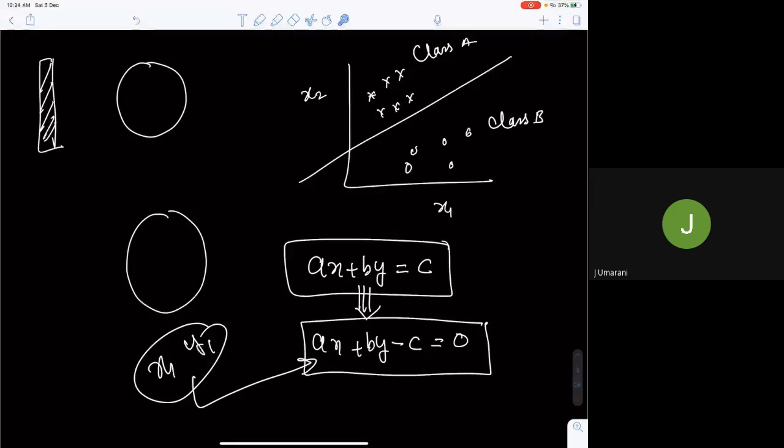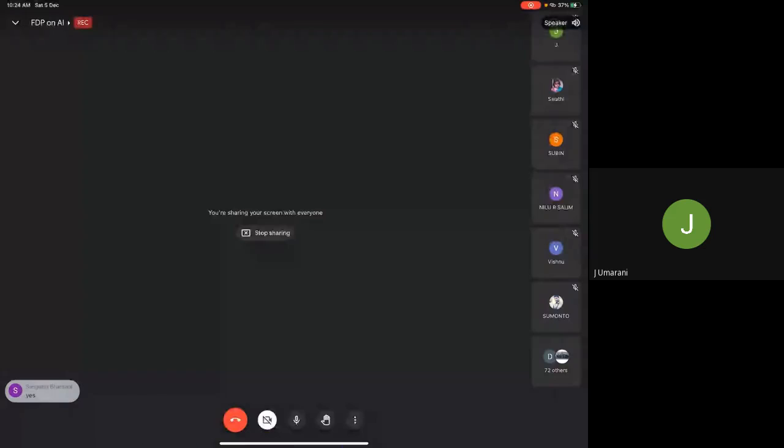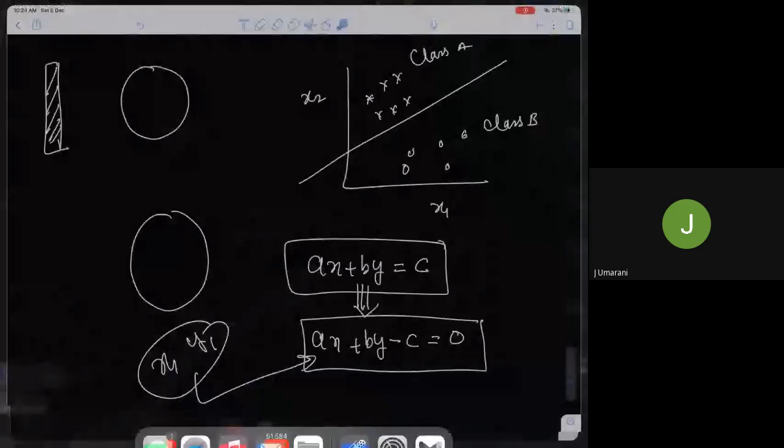Is that okay? You can write in the chat as well. Yes, sir. It is clear. Yes, sir. Is this clear? Okay, thank you. That's clear.